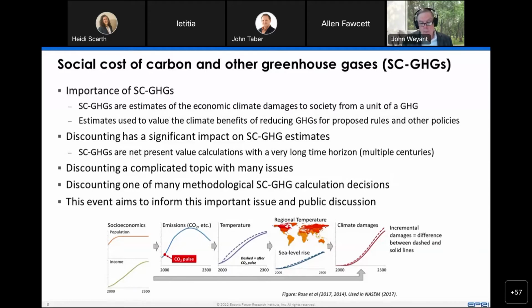On the bottom of the page, a diagram produced by Steve Rose that we picked up in our National Academy review is a 4-box model where you have socioeconomic scenarios, then you look at the influence of an additional pulse of emissions, how that affects global mean temperature, how that downscales to regional temperature and regional impacts, including, as an example here, sea level rise. And then you get your climate damages through some kind of damage functions, and you do the discounted integral between the two lines.